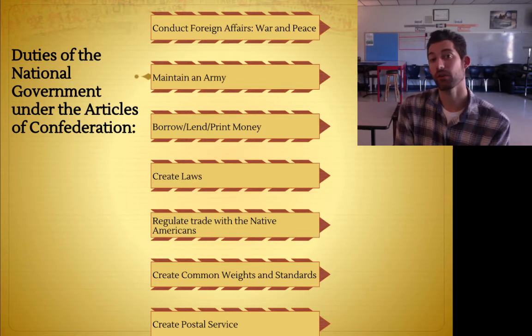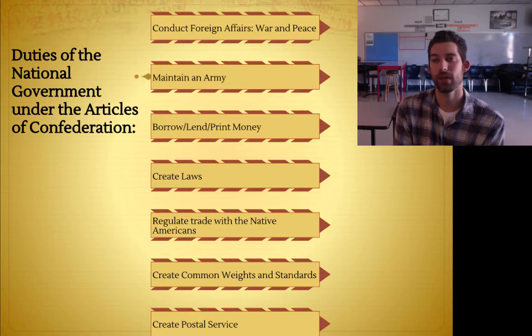They also have the power to create laws. States could also create laws, but the federal government had laws it could create. And we'll see the problem with these laws in a little bit here.